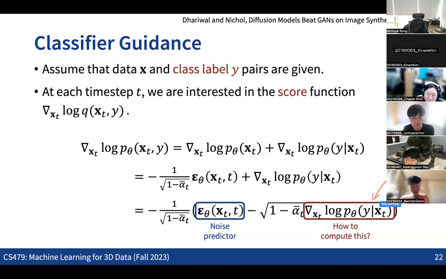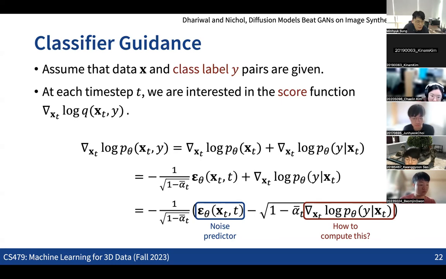You can see that this is the conditional probability of the class label given xt. So xt is any kind of noisy image at the intermediate step in the reverse process. Given the noisy image, how likely is it that the image will have the given class label y? So given xt, how likely are we to get this specific class label? That's basically the information that we need, which is about classification.